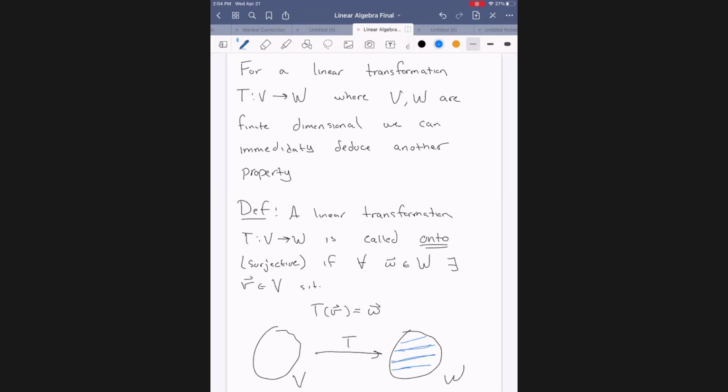So now why am I defining this? Well, because the definition of onto is kind of weird. For any w there exists a v, and who's going to want to check all that, right? Well, as long as V and W are finite dimensional, one-to-one immediately implies onto. So as soon as you have one-to-one, you don't even have to check if it's onto, it's immediately onto. So that's a result that we have here.